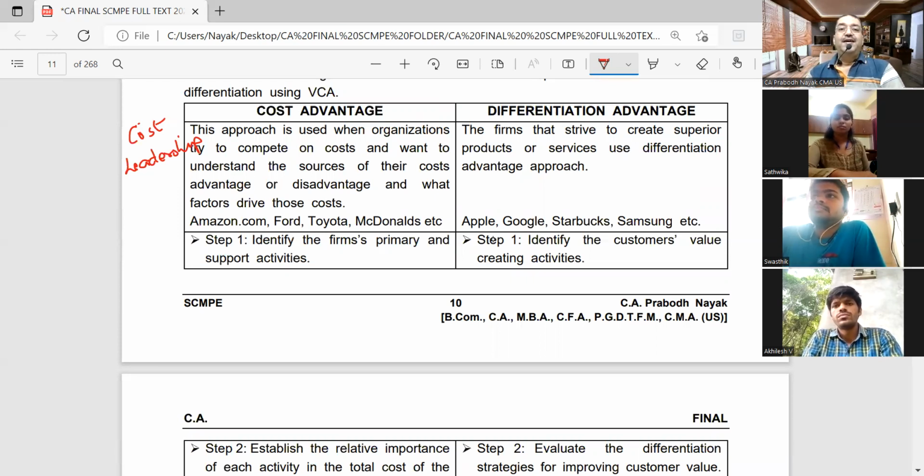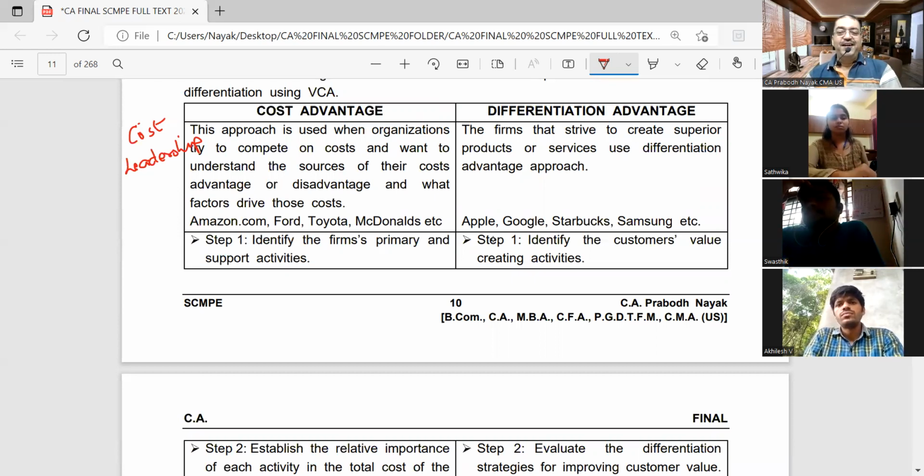Means what? It doesn't mean that my cost should be the maximum. Leadership in cost means what? My cost should be the minimum. Right? So cost leadership means I have to lead my industry by having minimum cost.